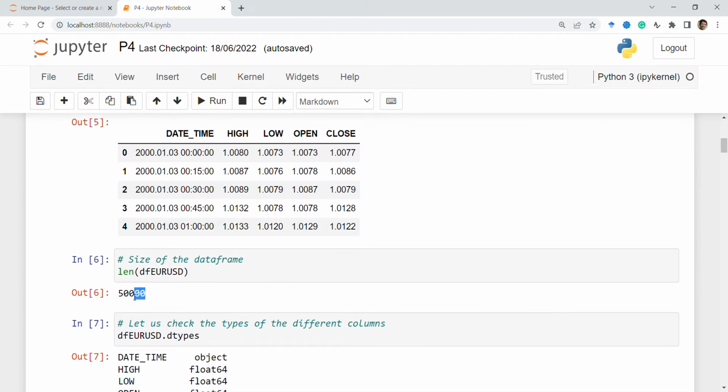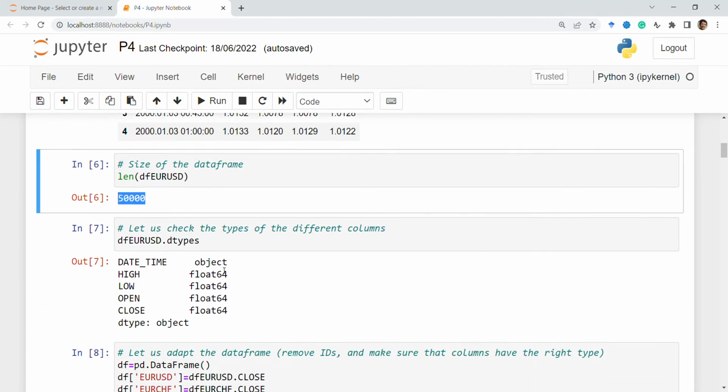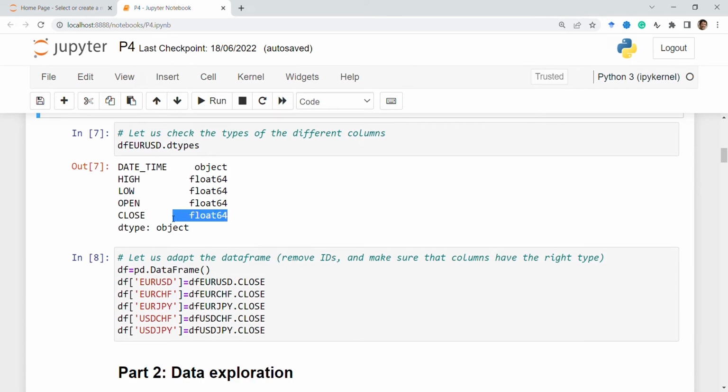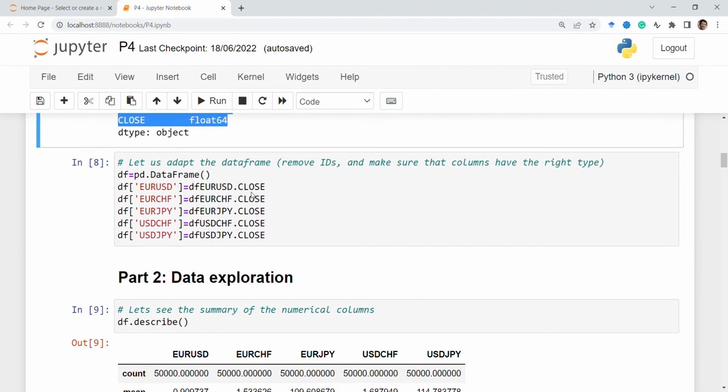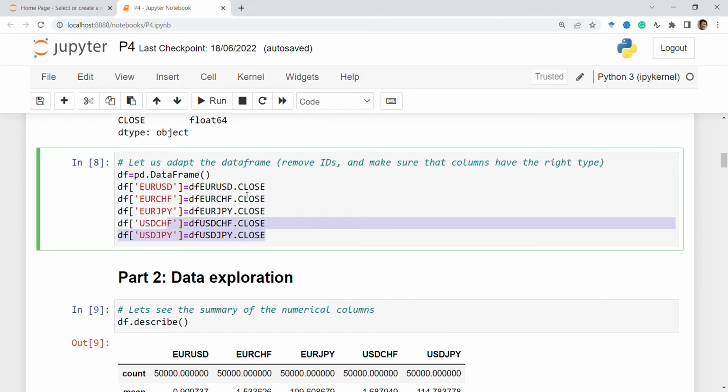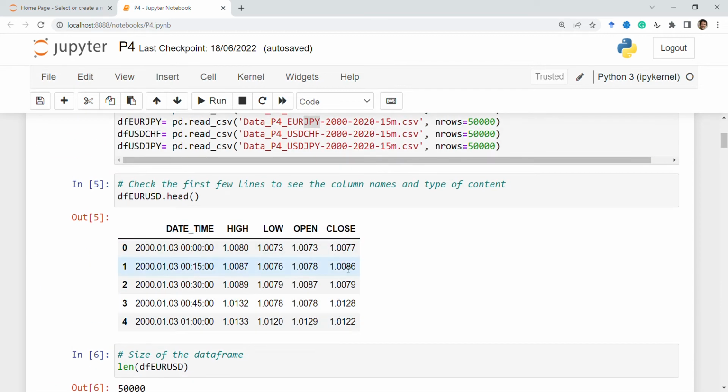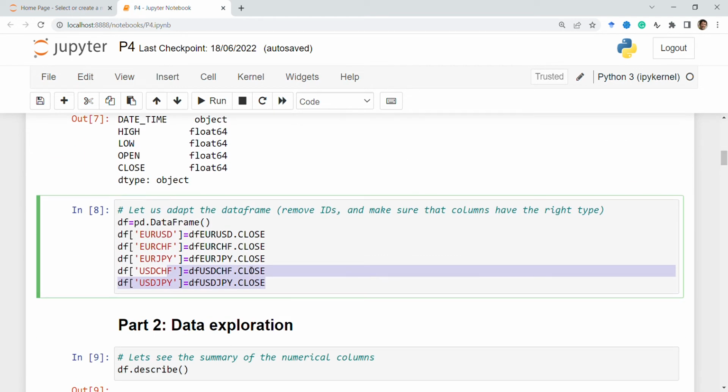So we have 50,000 of these entries, all of them floating numbers, and we will work simply with the close values, so just this column. Okay, so we observe that we have 4 different currencies: euro, dollar, Swiss franc, and Japanese yen. We have 5 pairs, but only 4 independent sources of information. So let's see if we can capture that with PCA.